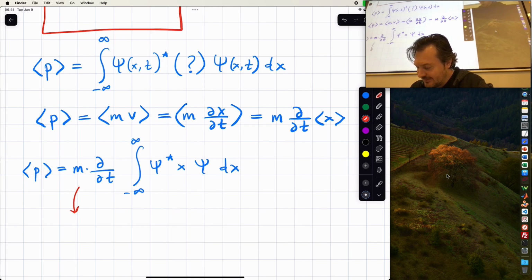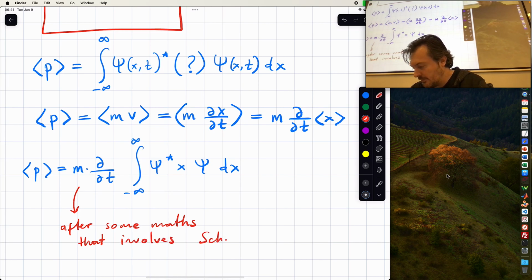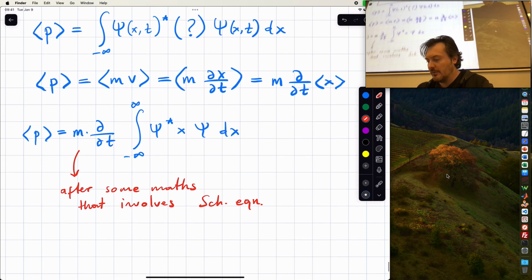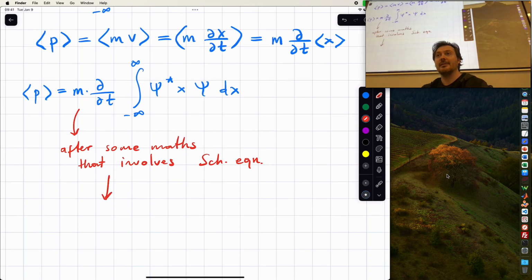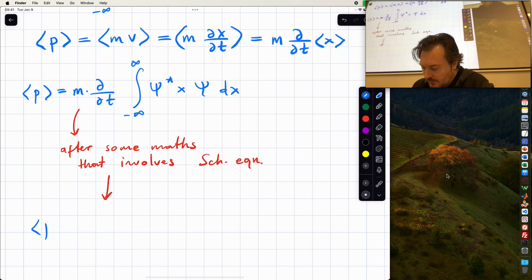So, after some mathematics that involves, again, Schrödinger's equation, we arrive, so we are skipping that bit of mathematics. Where do we arrive? We arrive here. Turns out the average value of p is this.